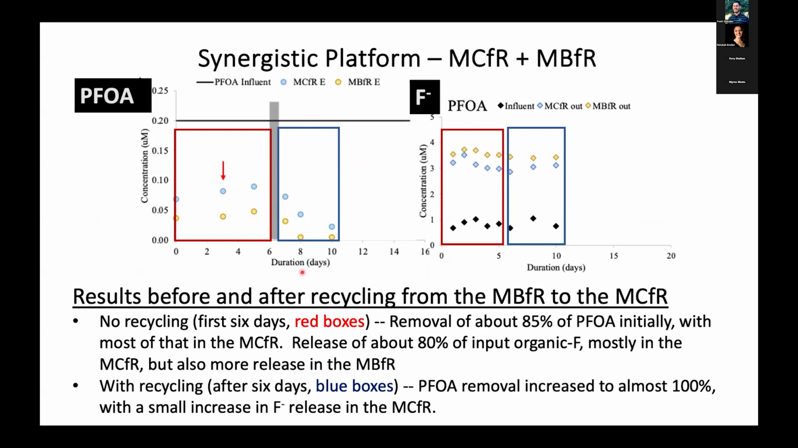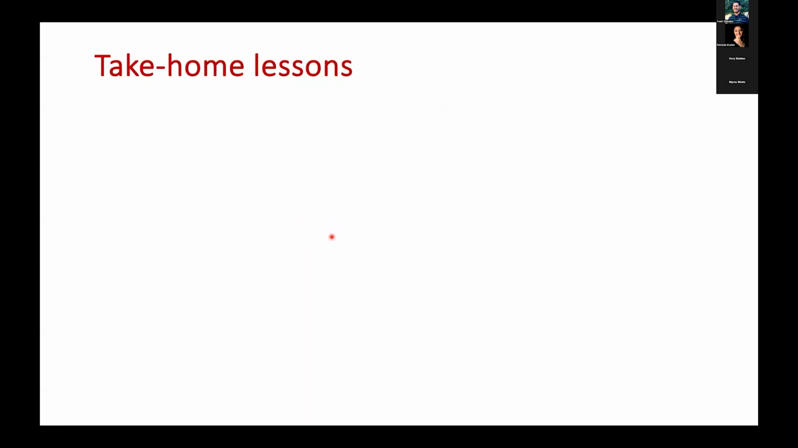In the blue boxes, we just put a recycle on it, give the molecules a second chance to go through the system, and you can see when we do that, the PFOA goes down even further, essentially almost 100% removal when we did a recycle on it. So we got really quite good results with the 2 systems running in tandem, just like I showed you in the diagram. So I'm at the end.